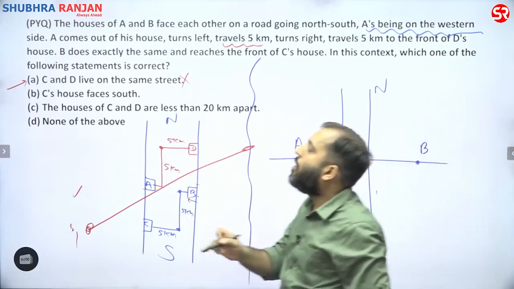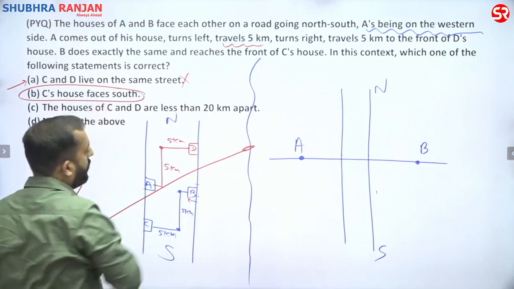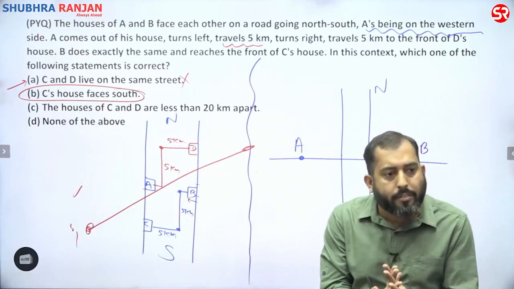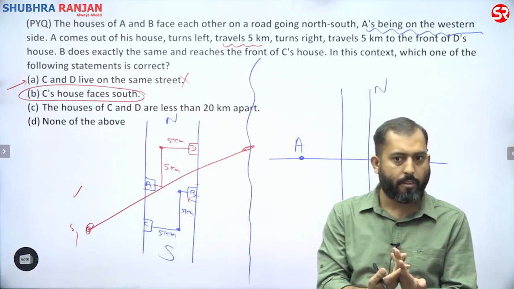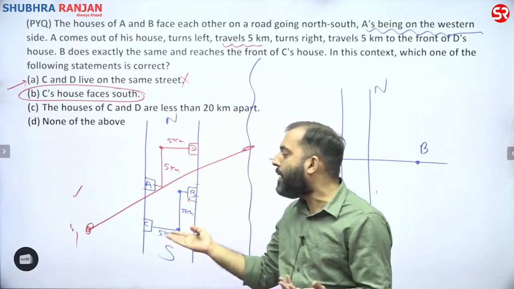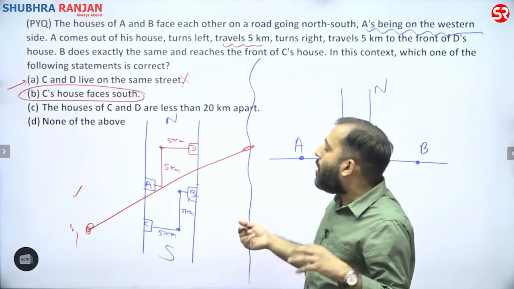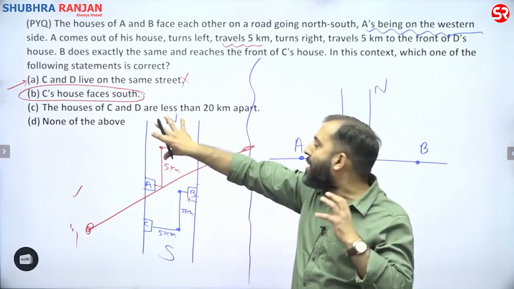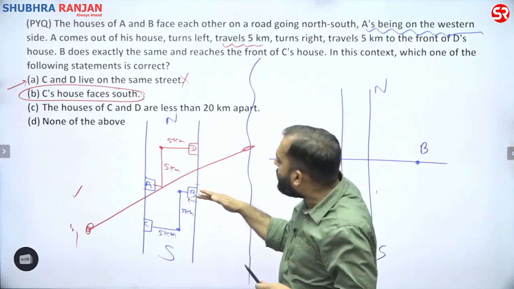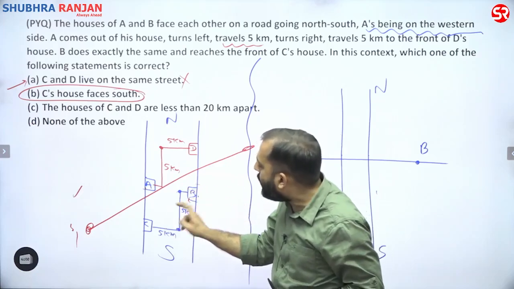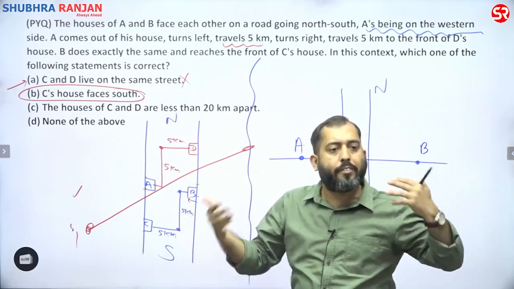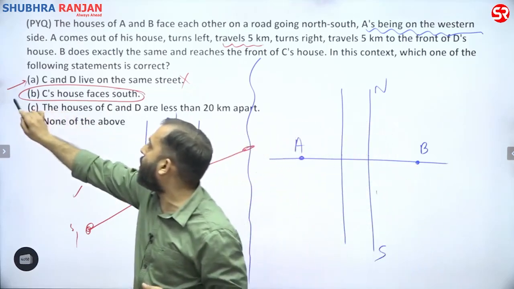Okay. Now, C's house faces south. Again, we do not have any information regarding in which direction the house of C is facing. Right? Okay, so this is my way of dealing with it. And if we consider this possibility, then according to this possibility, if this person has taken a left turn, then a right turn, the house of C must face the east direction. We are not sure about it.